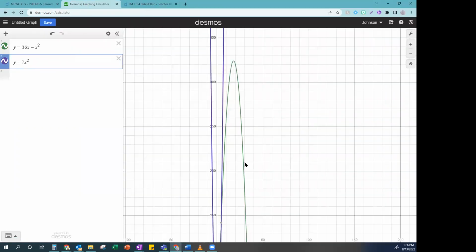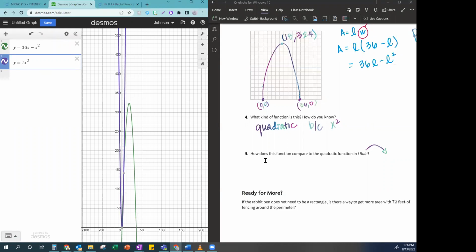So how are these the same? Very good. They're both quadratic. Let me take notes on this so that you can grab some answers. So number one, they're both quadratic. Very good. Let me use a different color. Both quadratic. What else? Very good. They're both quadratic.